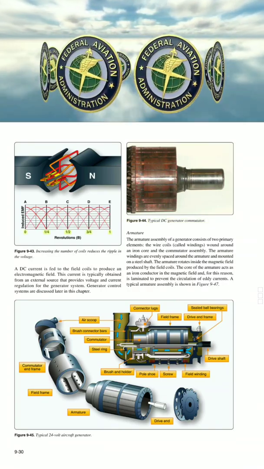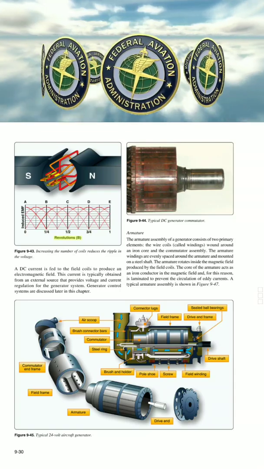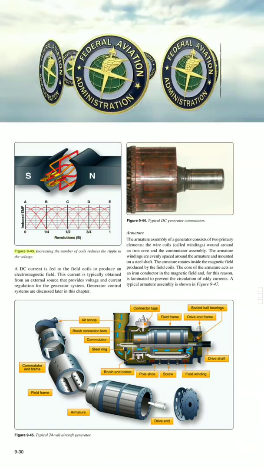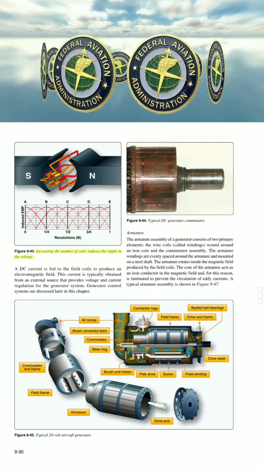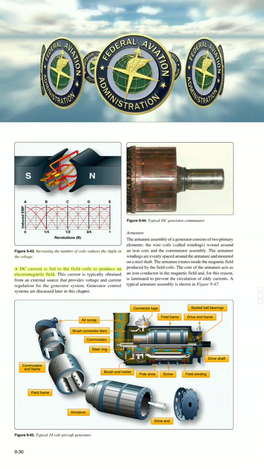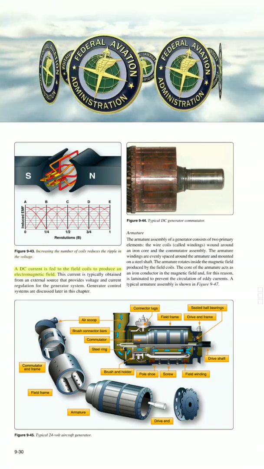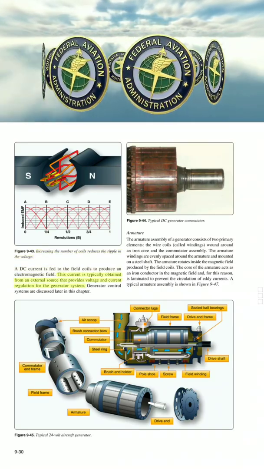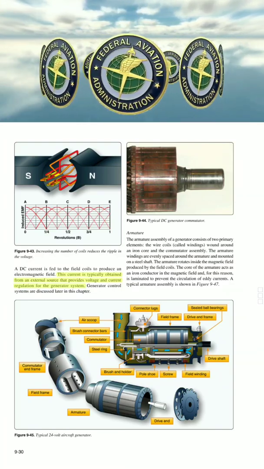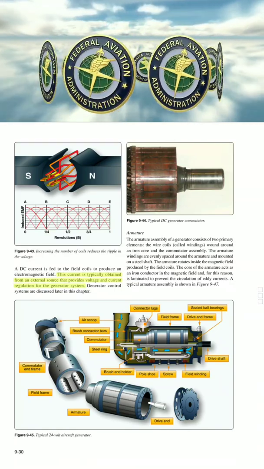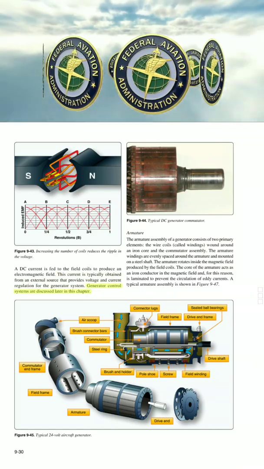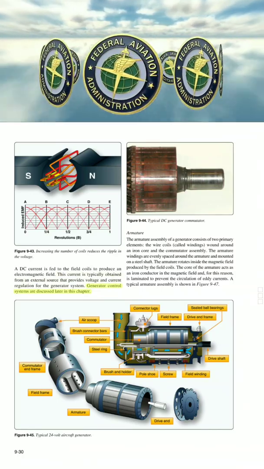Figure 9-43. Increasing the number of coils reduces the ripple in the voltage. A DC current is fed to the field coils to produce an electromagnetic field. This current is typically obtained from an external source that provides voltage and current regulation for the generator system. Generator control systems are discussed later in this chapter.